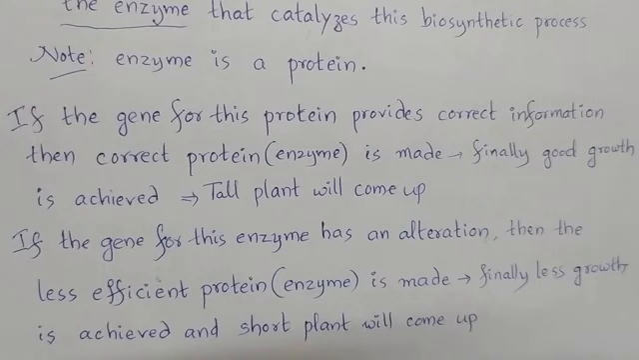If the gene for this enzyme has an alteration, then what will happen? Then everything goes in reverse. The gene has an alteration, so it didn't provide correct information. So the enzyme or protein that is prepared will not be efficient enough. So it will not catalyze the biosynthetic process of that hormone properly. Then the amount of hormone produced will be less. Then the lesser hormone will not promote growth properly and the plants are going to appear short. This is how genes control the characteristics or traits.